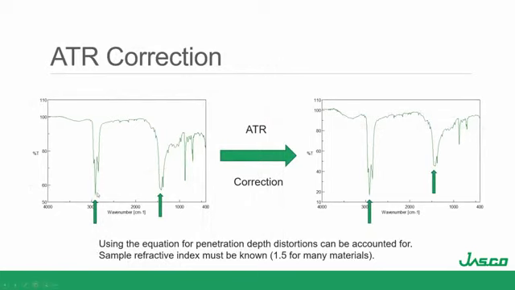So this is a sample. Again, see these peaks are the same height. It undergoes a correction, and this one is higher than this one. To do this, you do need to know the refractive index of the sample. And I'll tell you now, most of the time, for most organic molecules, it's 1.5.